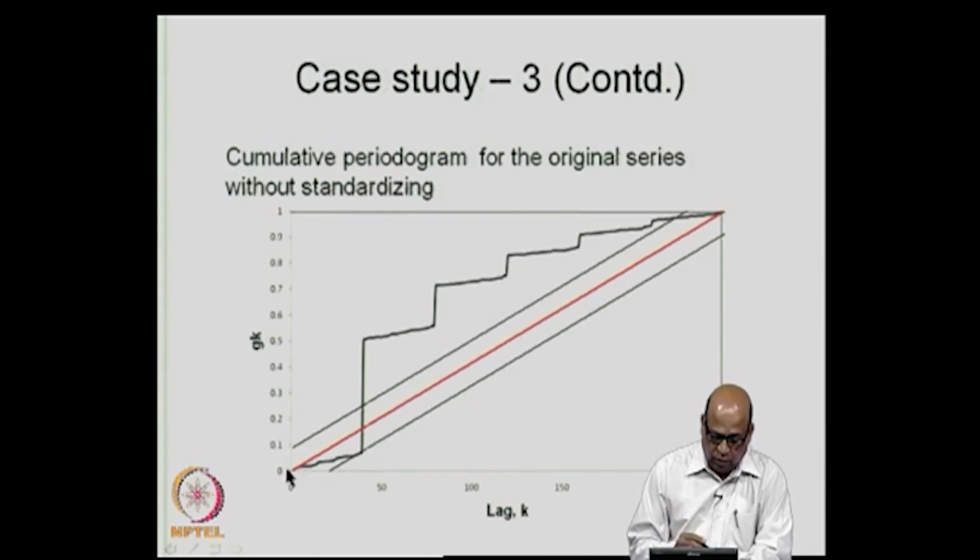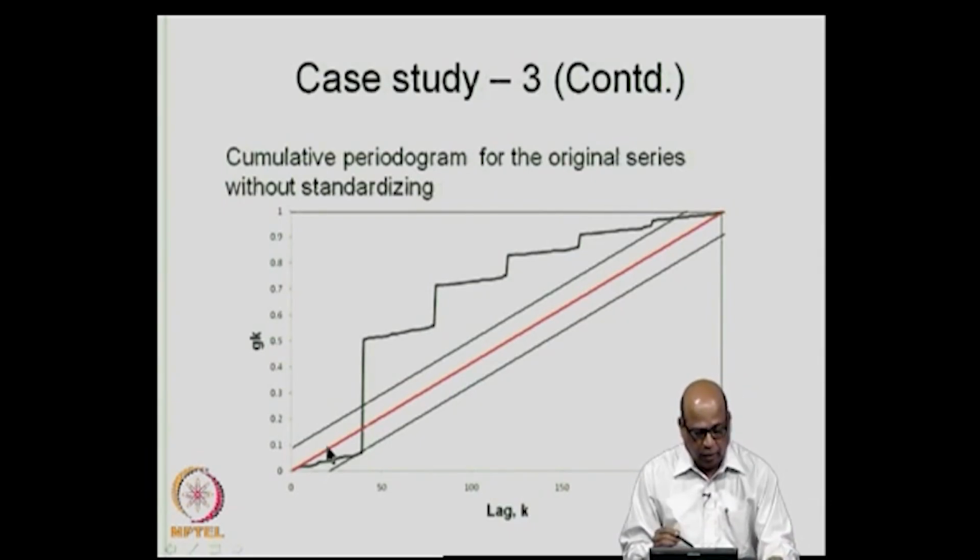Then what we do is, we mark the point 0,0 here, and n by 2 and 1. So, G k, the maximum value is 1. n by 2 in this particular case is 240. So, 240 and 1, we join those two particular points by a line. Around this line, we form the confidence bands.